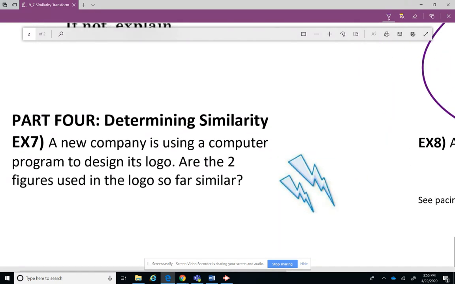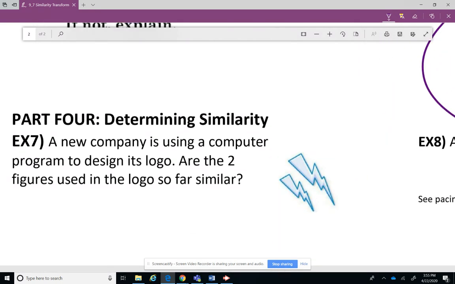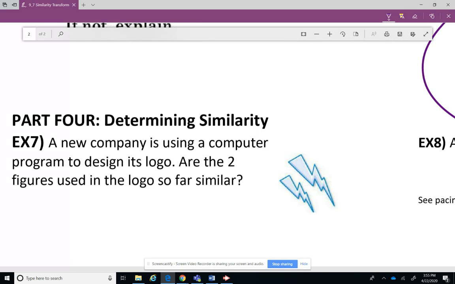All right, part 4, last section, determining similarity. A new company is using a computer program to design its logo. Are the two figures used in the logo so far similar? All right. So just glance in the book. It says if you can find a similarity transformation between two figures, then you know they're similar.